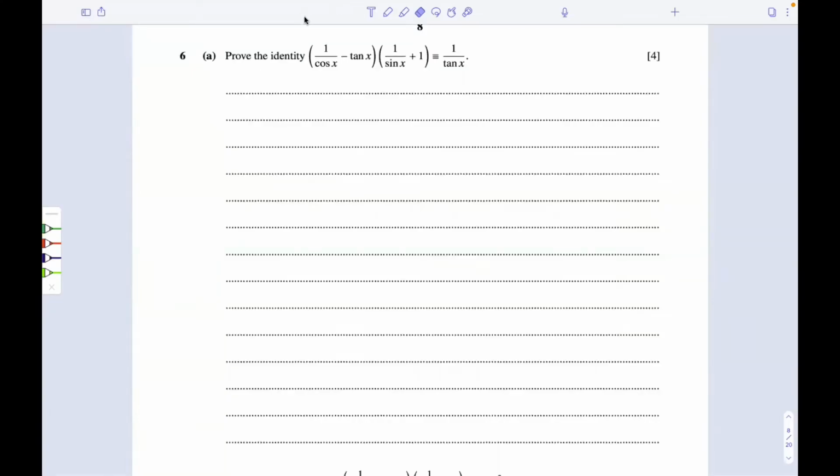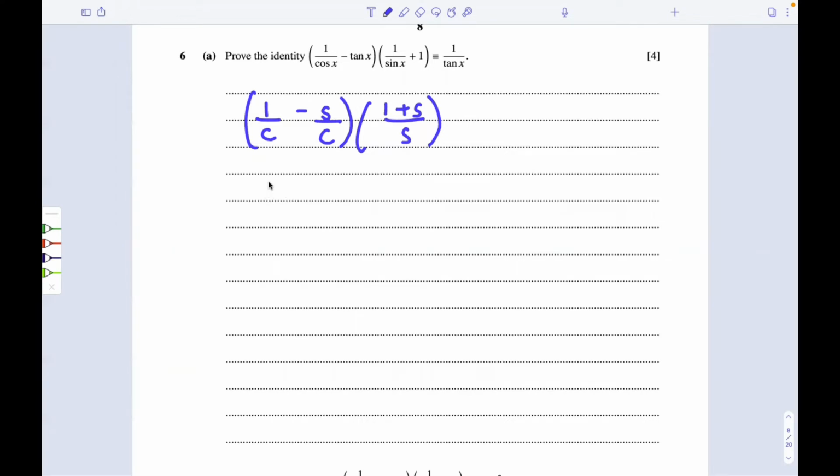In this question, we have to prove an identity. So on the left hand side, we have 1 upon cos x minus tan x multiplied by 1 upon sin x plus 1. And we have to prove that it is identical to 1 upon tan x. So we can start off by applying the identity tan x is equals to sin x upon cos x. So this will become 1 upon cos minus sin upon cos. And we can take the LCM over here. So this will become 1 plus sin upon sin x.